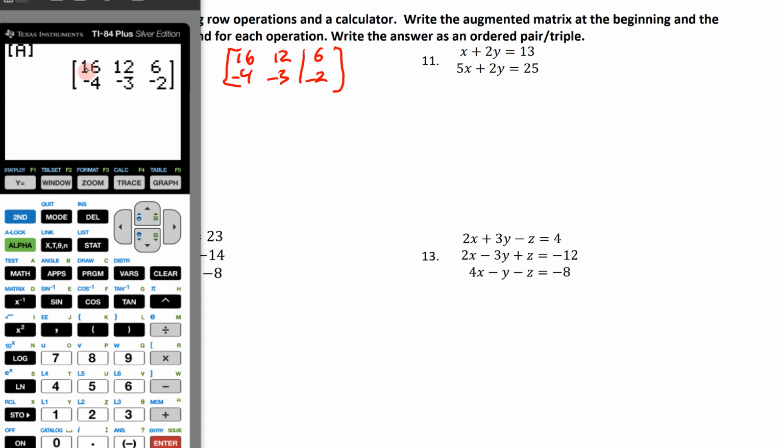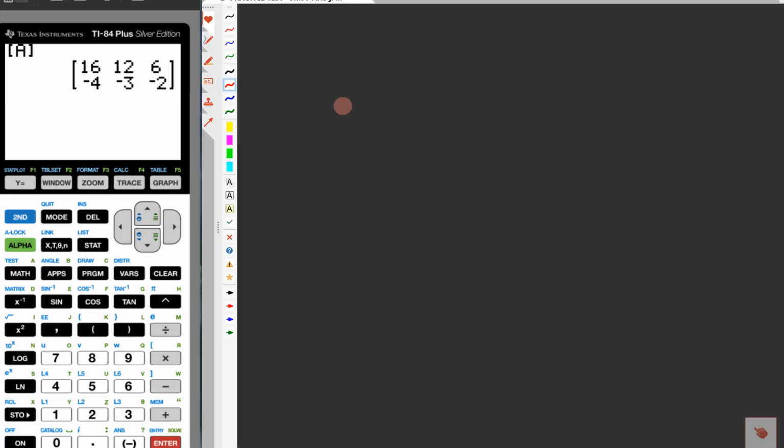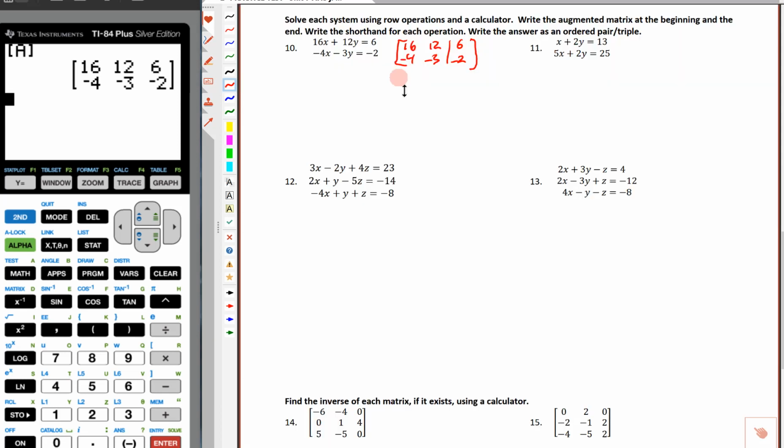Our first goal is to turn that first one into a 1, so we're going to multiply by 1/16 times row 1. And I'm going to make this a little bit smaller so I can see those both at the same time. Keep the calculator up. So just 1/16. We don't need to turn it into a negative. So this is just 1/16 times R1.